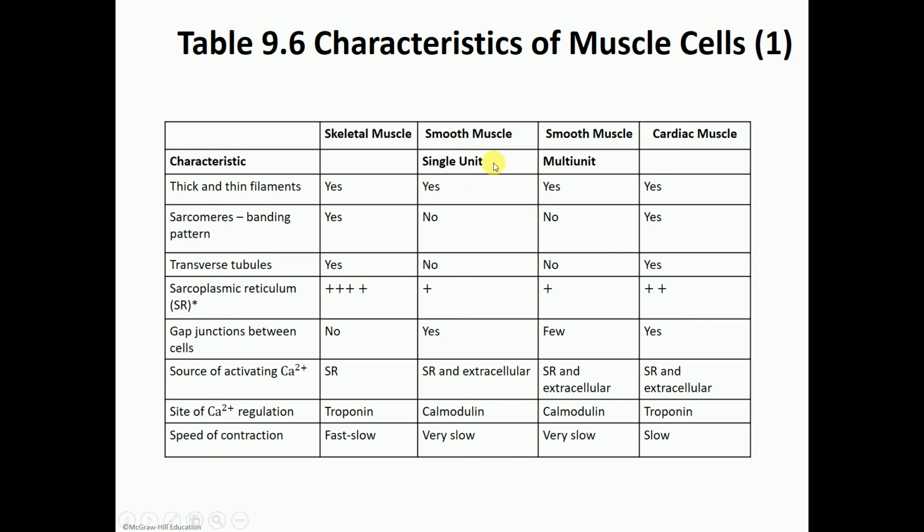Gap junctions are found in the parts that have to contract in sync, so your single unit smooth muscle fibers and your cardiac muscles. The source of calcium in the skeletal muscle is the sarcoplasmic reticulum only. The source of calcium for everything else is either the sarcoplasmic reticulum or the extracellular fluid. Now, calcium will attach to troponin in your striated muscle fibers, so that again is skeletal and cardiac. While remember, smooth muscle fibers do not have troponin, rather they have calmodulin.